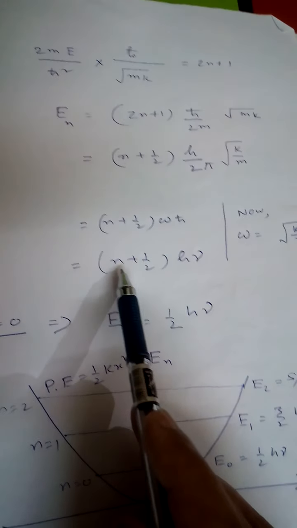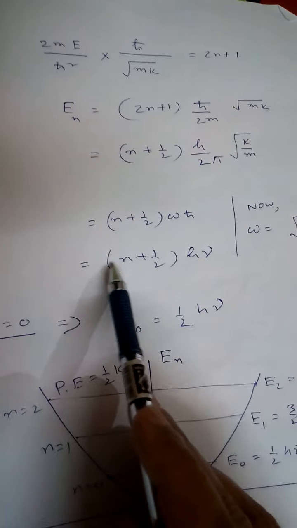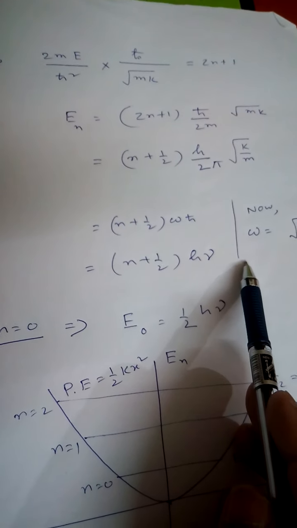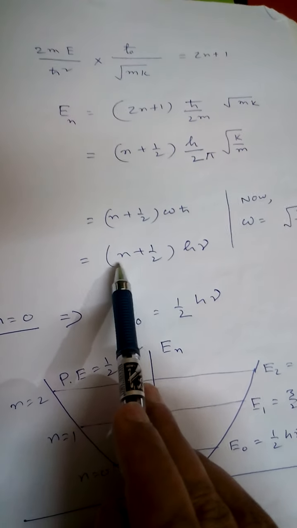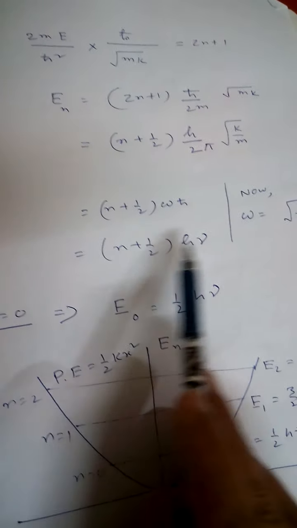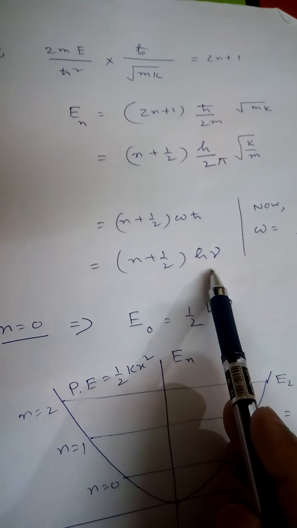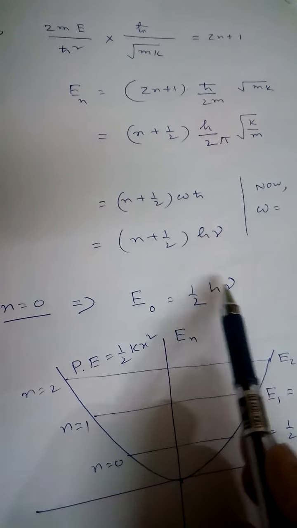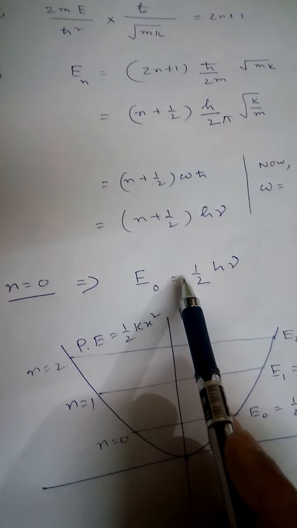In classical physics, energy is supposed to be continuous. We have a continuous set of energy in classical physics, but in quantum physics it is discrete, as it depends on n: n equals 0, 1, 2, 3, and so on. That's why energy is quantized or discrete. So putting n equals 0, we have E0 equals half h nu. This is called zero point energy, the minimum value of energy.